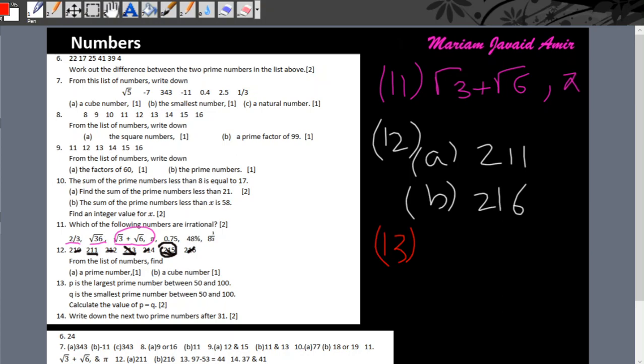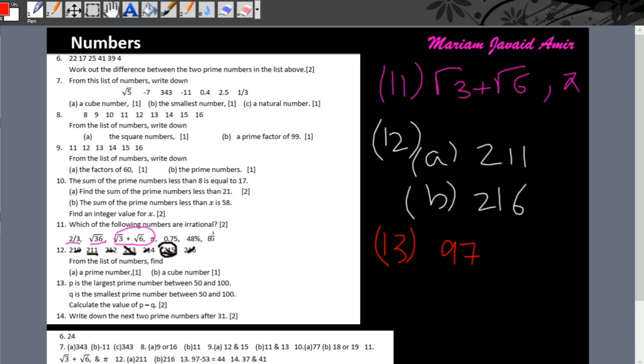P is the largest prime number between 50 and 100. Q is the smallest prime number between 50 and 100. Calculate P minus Q. So the largest prime number between 50 and 100, that would be 97. 99 is divisible by 3, 98 is divisible by 2, and then 97 is not divisible by any number other than 97 and 1.